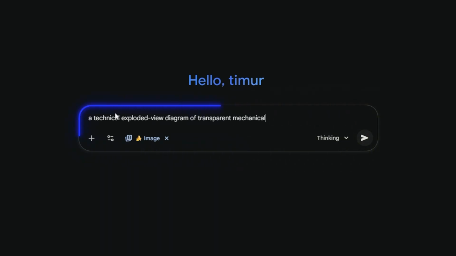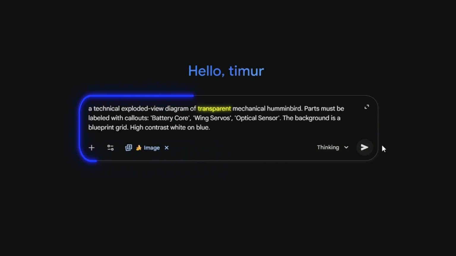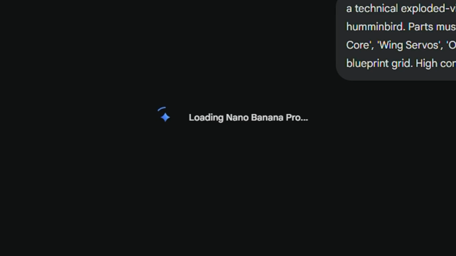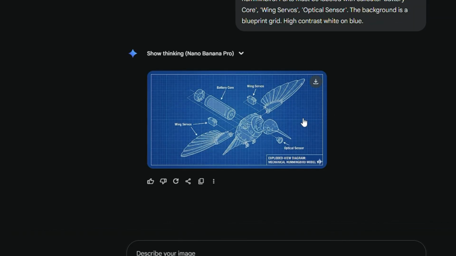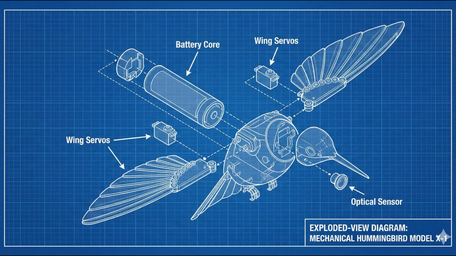I want a technical exploded view diagram of a mechanical hummingbird. Watch the status bar. It's not generating yet. It's thinking. It is calculating the mechanics before it renders a single pixel. Look at the result. Look at the text label. Wing servos, perfectly spelled. And look at the connection points. The wings actually connect to the motor. It didn't just hallucinate a bird, it engineered a machine.